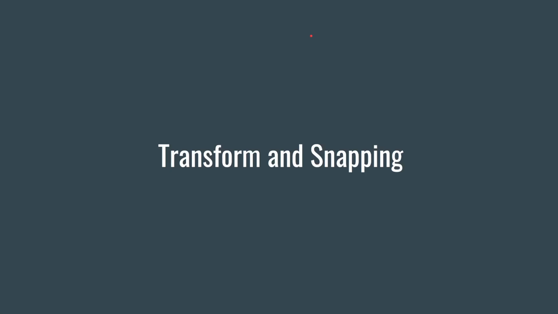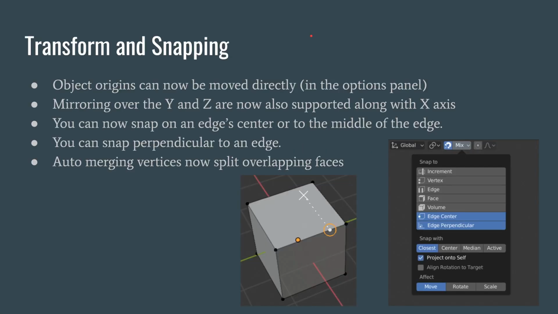Moving on, we have transform and snapping. These are smaller ones, but I felt like they were enough to get in here as well. You can now move an object's origin point without having to use the snapping option. It seems like it's pretty much just a click and drag. You can also now mirror over the Y and Z axes. This used to be only supported on the X axis, apparently, something I never really noticed. I guess I was used to the mirror modifier. And you can now snap to the edge center, or the middle of the edge.